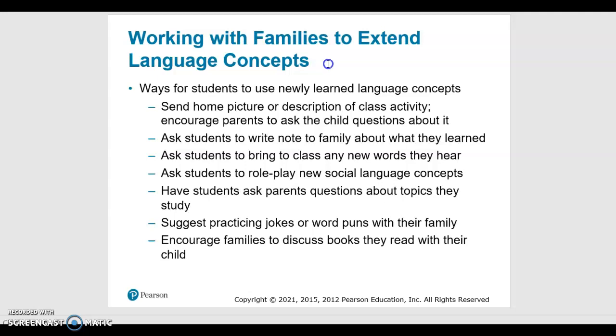Working with families to extend language concepts. So you could send home pictures, descriptions of class activities, encourage parents to ask the child questions about it. Again, not one word answers. Encourage them to ask questions like, oh, tell me about this. Oh, what happened first? Oh, what was the next step? Oh, what did you learn from this?